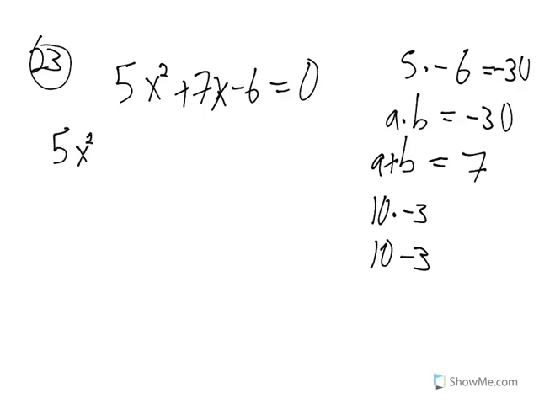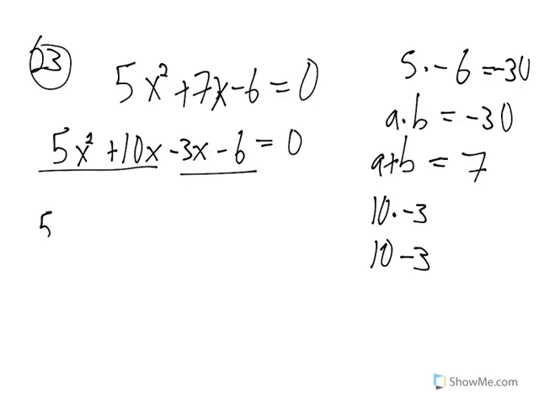10 times negative 3 is negative 30, and 10 minus 3 is 7. So this time, rather than using those numbers to actually factor it, you use them to break up that middle term. 7x is the same thing as 10x minus 3x. Okay? And then you just factor by grouping.